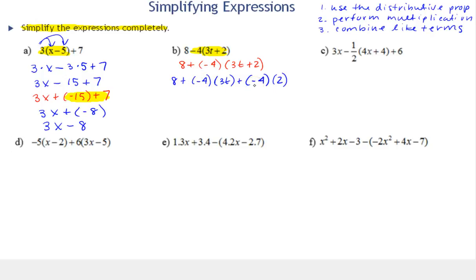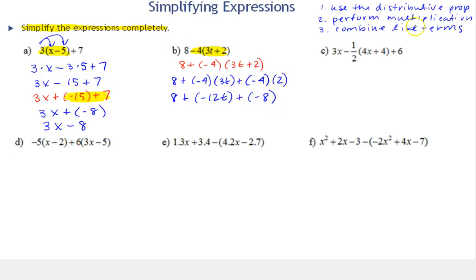Okay. So now we've distributed, we're going to perform the multiplication. 8 plus, well, to multiply negative 4 and 3t, we multiply the coefficients. Negative 4 times 3 is negative 12t. And here we have negative 4 times 2 is negative 8.